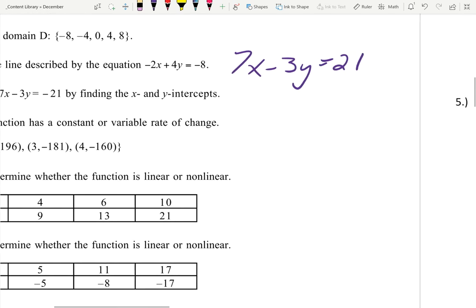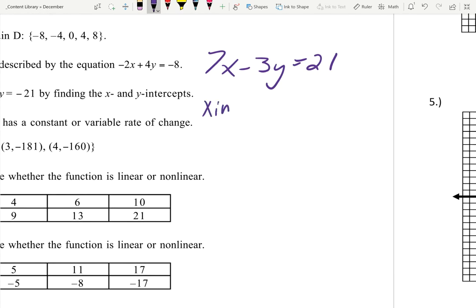Okay. So remember, if I want to find the x-intercept, right? The x-intercept is getting rid of the y term. So I would just have 7x equals 21, and I would solve this. So by solving this, I end up with x equal to 3.